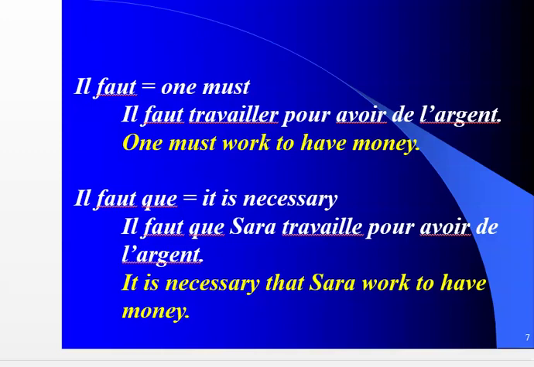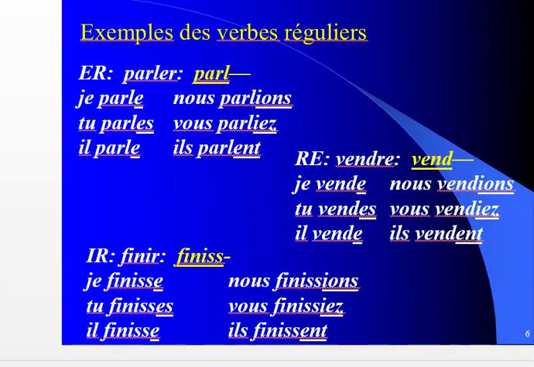So we're going to continue talking about the forms of the subjunctive. We've only seen the regular verbs so far. Last time we talked about how to do verbs that are regular with er, ir, and re, like parler, vendre, and finir. Start with the ils form of the verb in the present, take off the ent, and add the endings that are always the same.